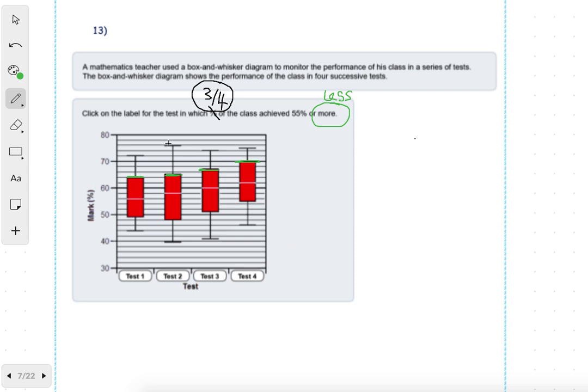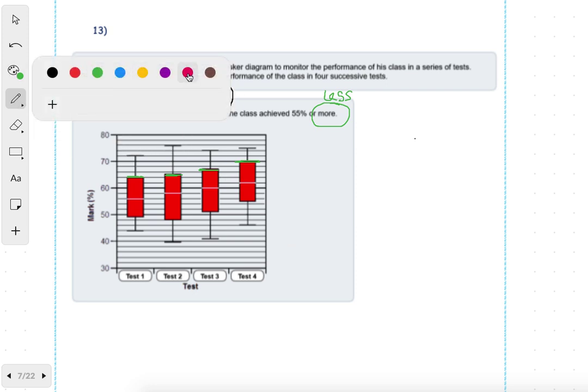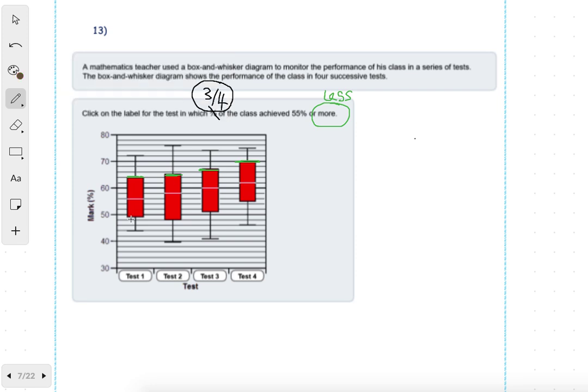Actually in this question, I'll just use a different color here, we need to be looking at the lower quartile. So it's lower quartiles here, and hopefully you can visualize this quite well. When you look at the lower quartile, you've got a quarter of the class below that point, but you've got 3/4 of the class above that point, and that's exactly what we need for this question.